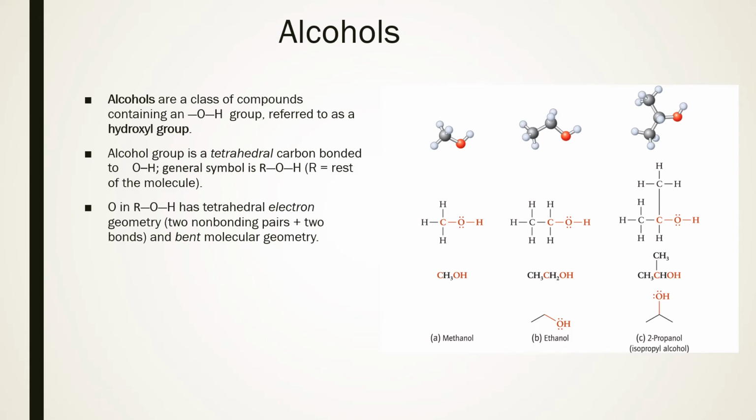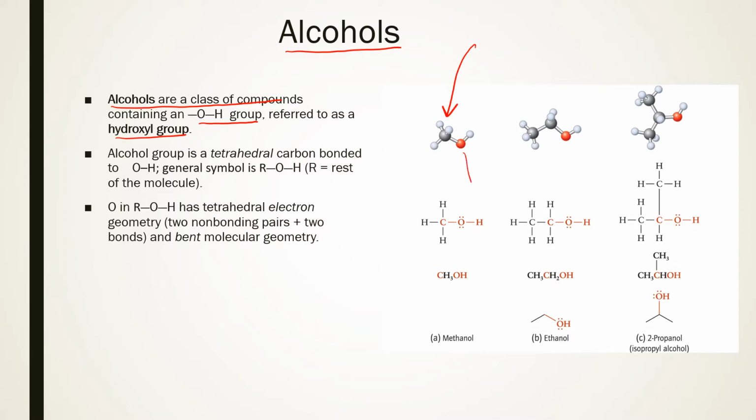The first functional group which we are going to learn today is the alcohol functional group. Alcohols are a class of compounds that contain an OH functional group. The OH functional group is also referred to as the hydroxyl group. In alcohols, the oxygen is bonded to a tetrahedral carbon as shown in this ball and stick model.